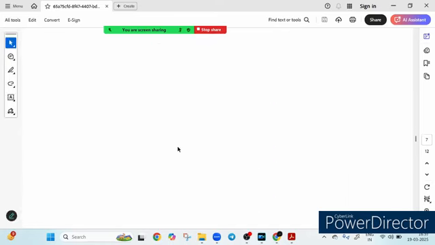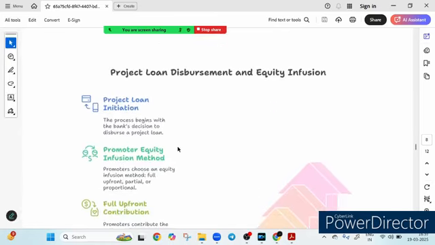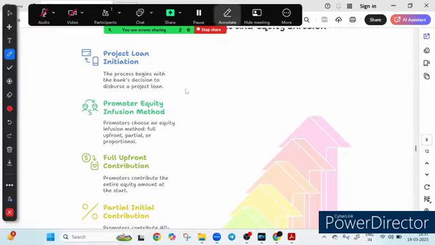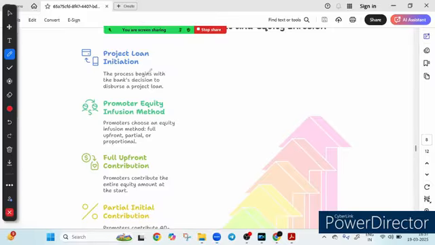Now let's shift our focus to the next topic, which is the project loan disbursement. How is a project loan disbursed? Let's look at it. Let's decode the project loan disbursement and equity infusion process. So it all kicks off when the bank decides to disburse the project loan, setting the wheels in motion for funding the project. It's called initiation.